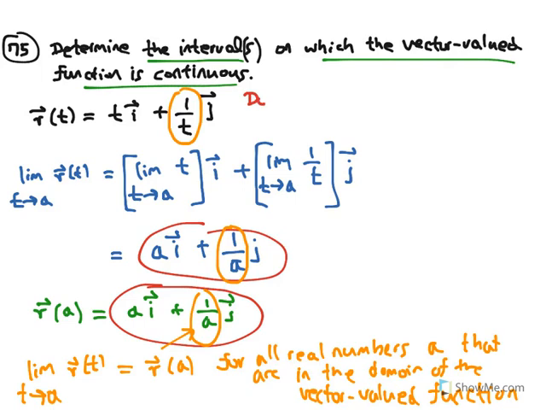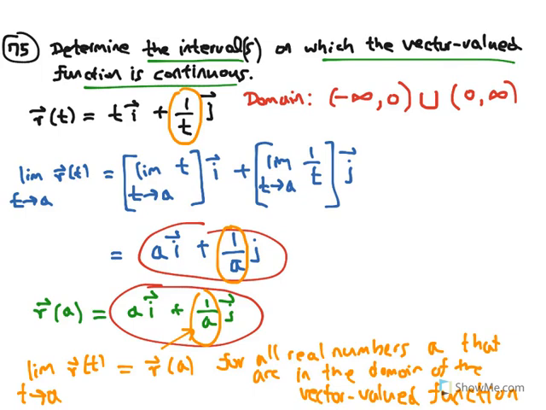So to answer our question, we will go ahead and make a note about the domain. The vector-valued function is defined for all a except a is equal to 0. So the domain here is all real numbers except 0. You can write it like that, or you can write it using interval notation from negative infinity to 0, not including 0, union from 0 to infinity, not including 0.